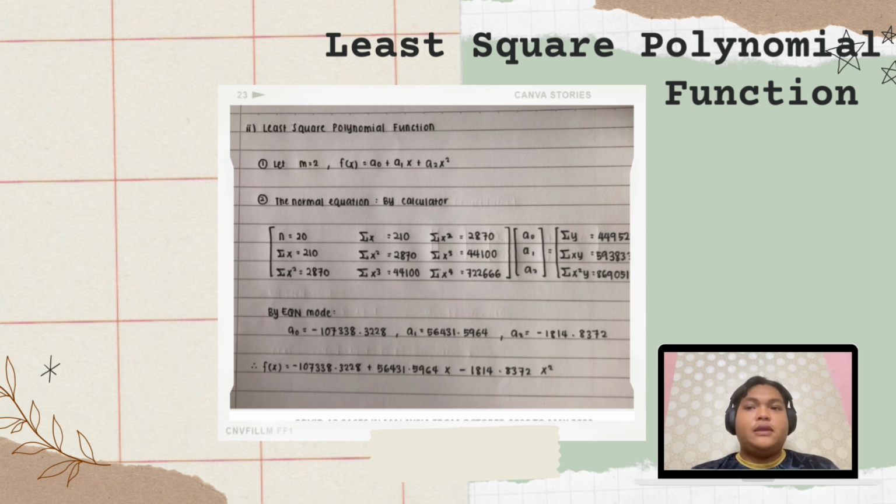So after we insert all the values in the calculator, and by the EQN mode, we will get a0 equals negative 107,338.3228. For the a1, we will get 56431.5964, and for a2, we will get negative 1814.8372, and we will insert all the values in the function as shown in the slide.